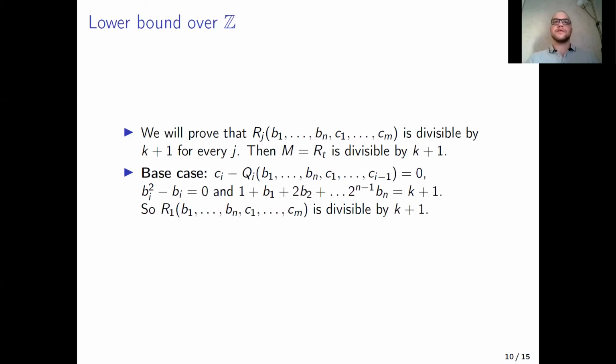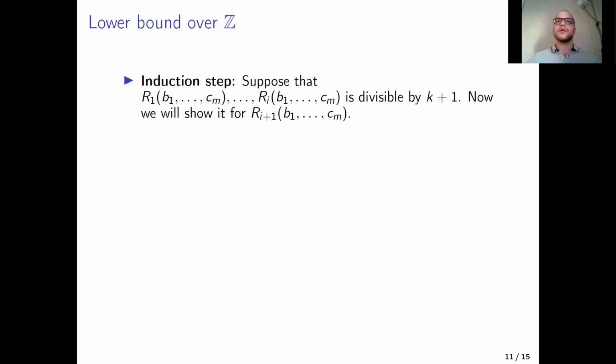So in the base case, we will just need to check it, and it's obviously true, since all our polynomials would be equal to 0 or to k plus 1. Then we will need to show the induction step. Suppose we know it for the first y polynomials, and we would like to show it for the y plus 1 polynomial.